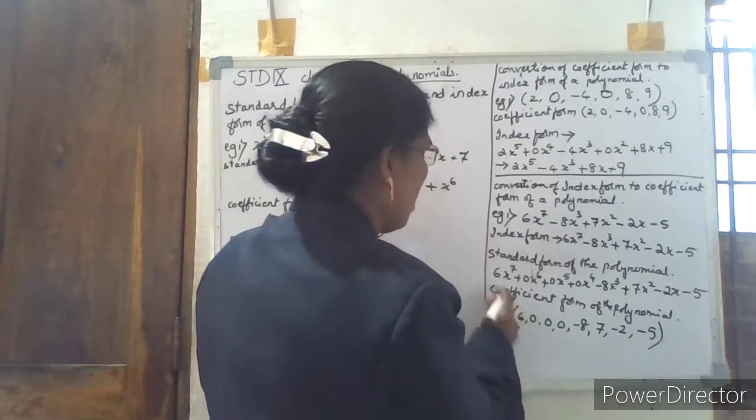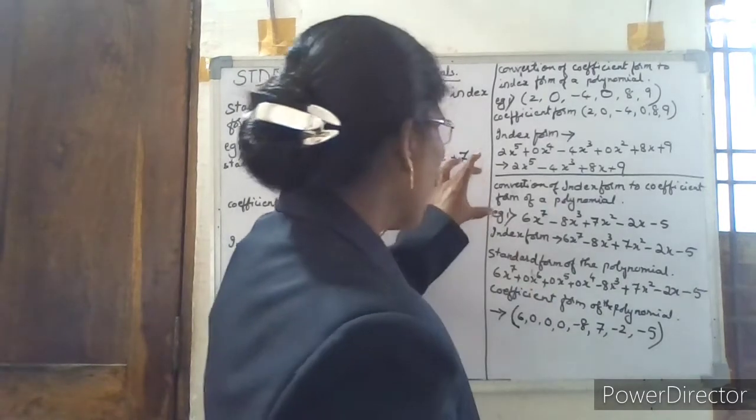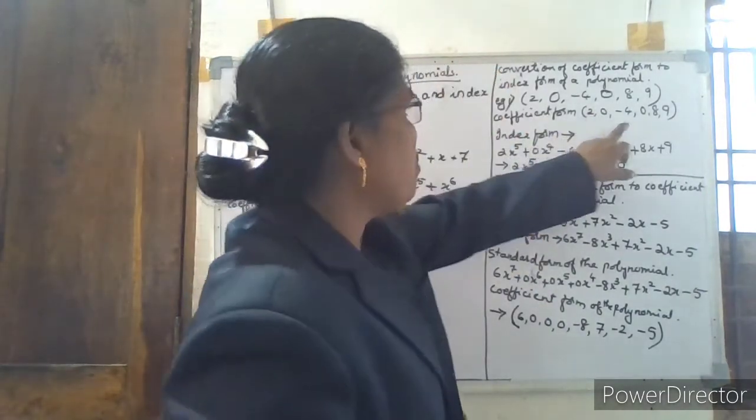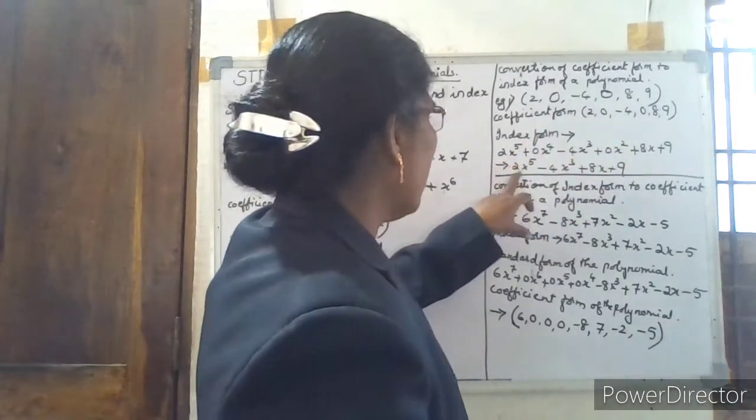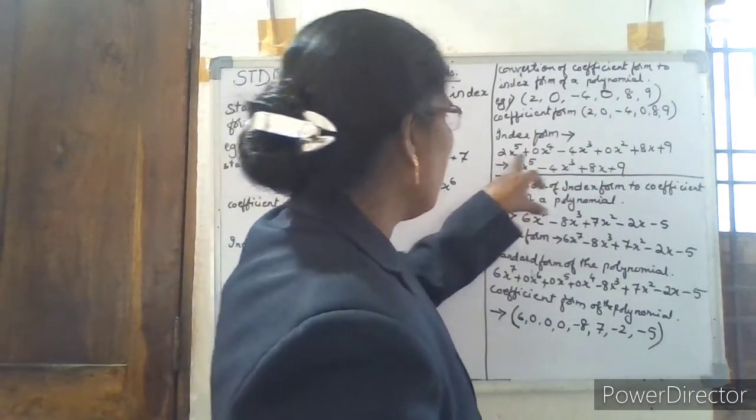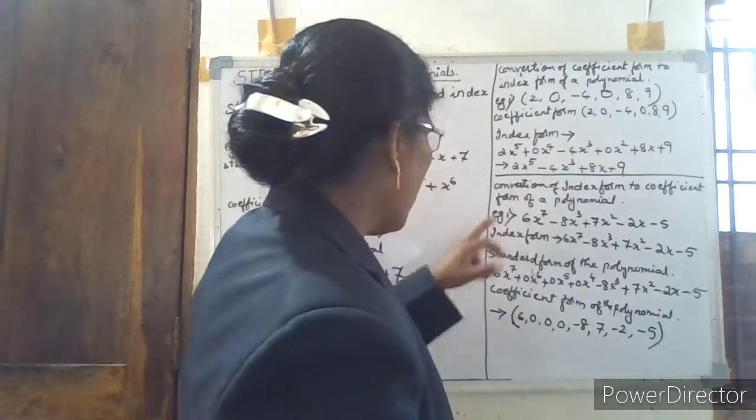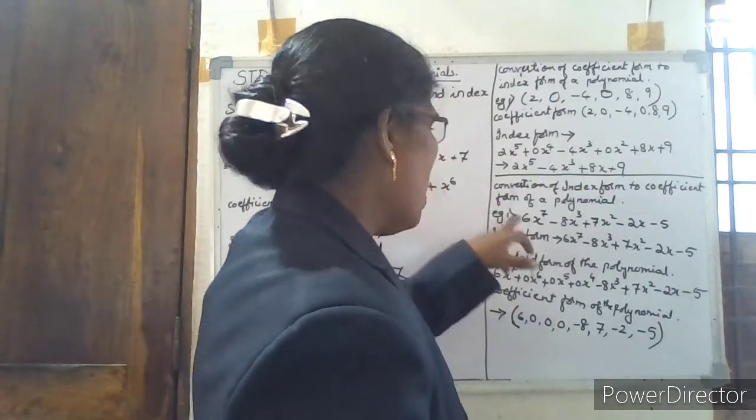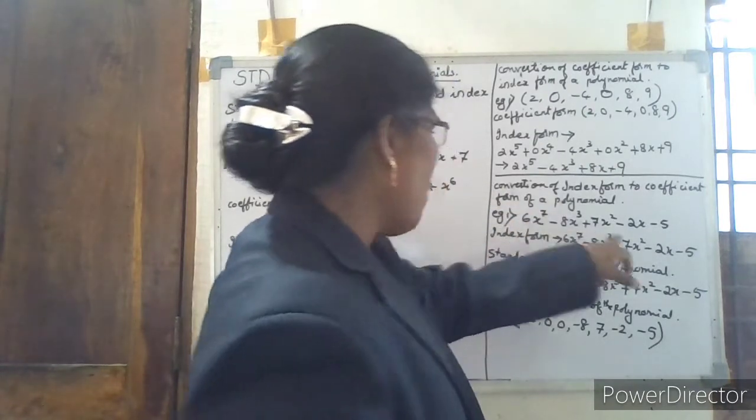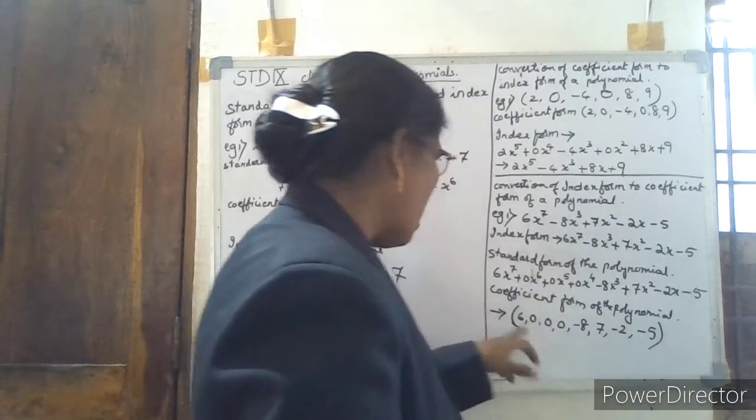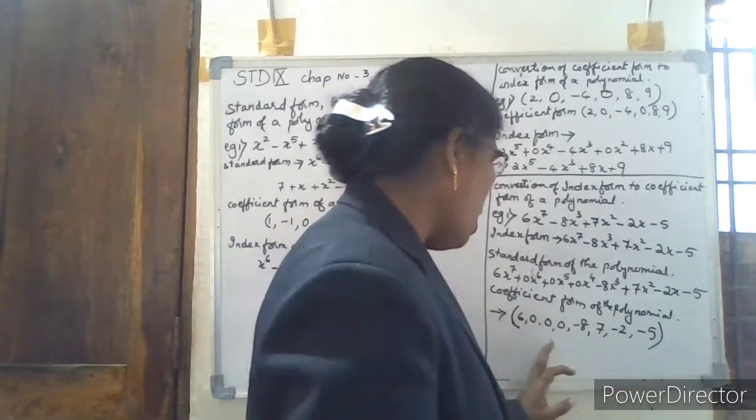So if the coefficient form is given, then we can come to the index form: we first come to the standard form and then we come to the index form. If the index form is given, then we go to the standard form first and then we come to the coefficient form of the polynomial. This is the coefficient form of the polynomial.